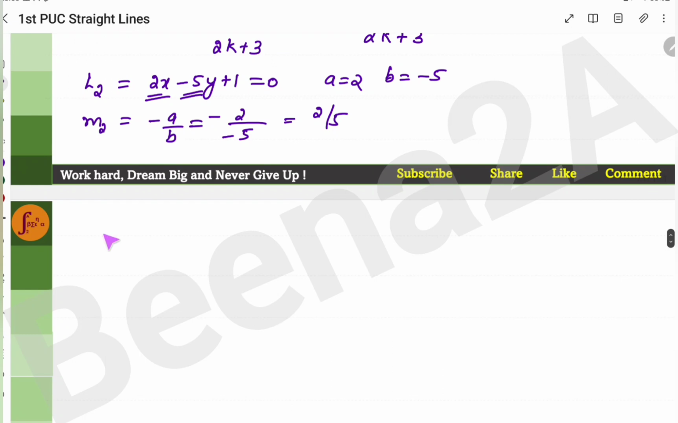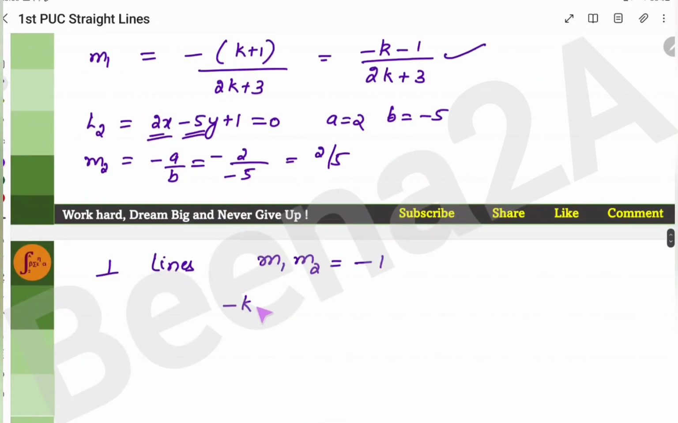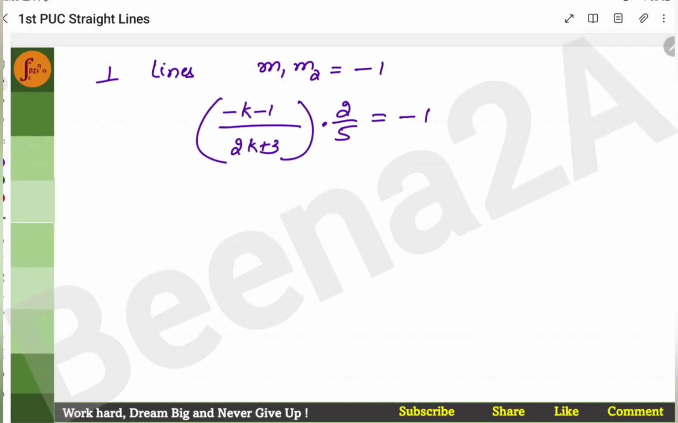Now, what is the condition for perpendicular lines? M1 into M2 should be equal to minus 1. Now you take both these slopes. M1 is minus k minus 1 by 2k plus 3, into M2, which is 2 by 5, equal to minus 1. They've already told us that the lines are perpendicular. You don't have to prove that the lines are perpendicular. You have to find the value of k.